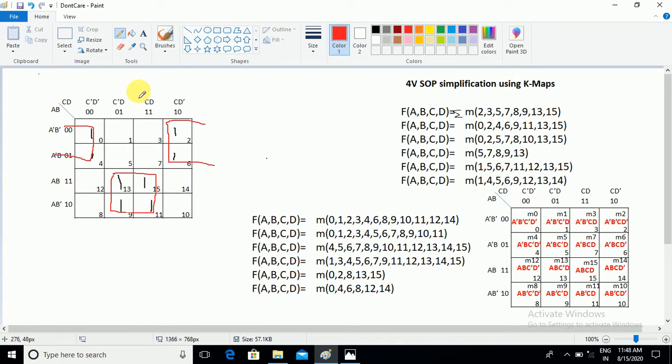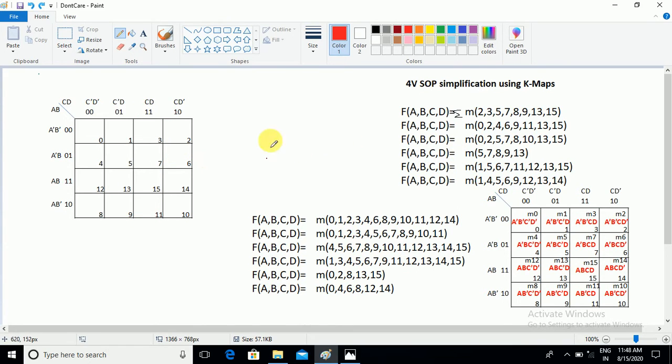Let us consider this map as one paper. You fold it vertically, then what could happen? 0 and 2 will touch and 4 and 6 will touch, so that we can create a 4 cell grouping. Okay, this concept I have already explained with many examples in a previous video. This is the grouping for the second problem. Let us go to the next problem.